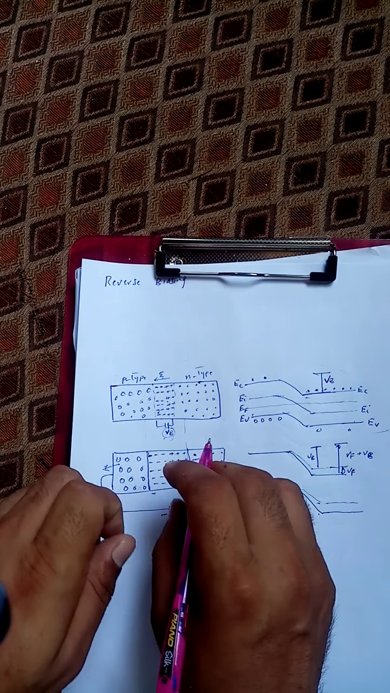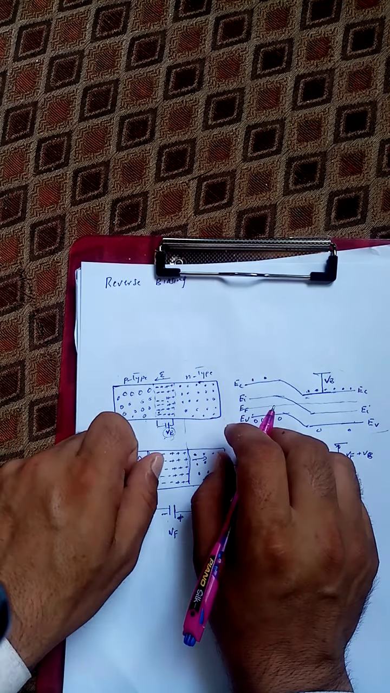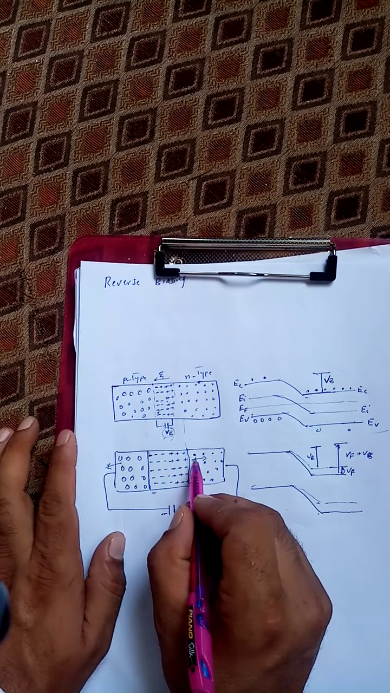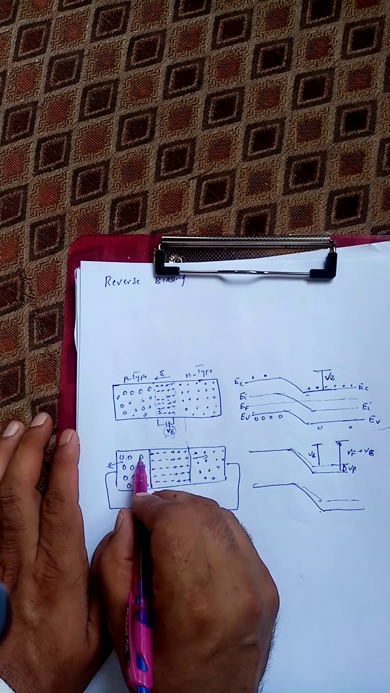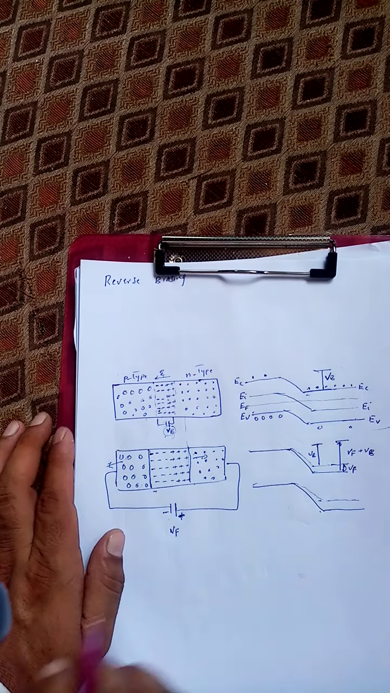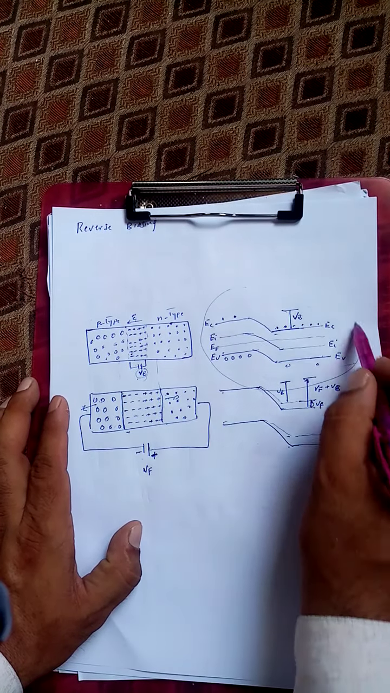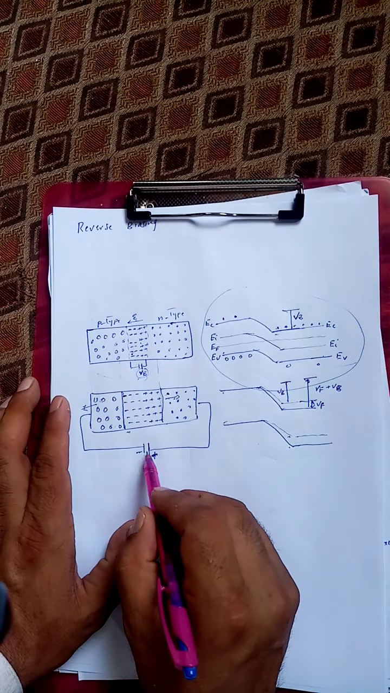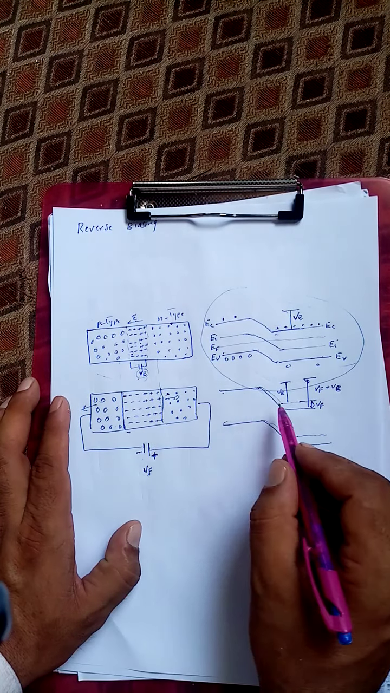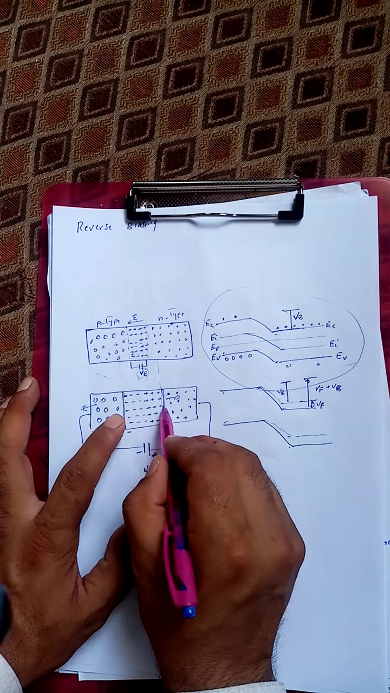Now in this case, electrons move in this way and holes move in this way, so there is no movement of electrons across the junction and no movement of holes across the junction. Now the band structure is here. This is the initial band structure when the junction is in equilibrium. But if we use reverse biasing, then this depletion region width increases.